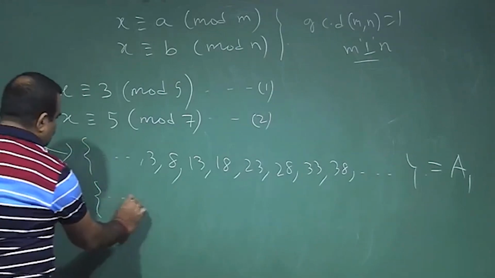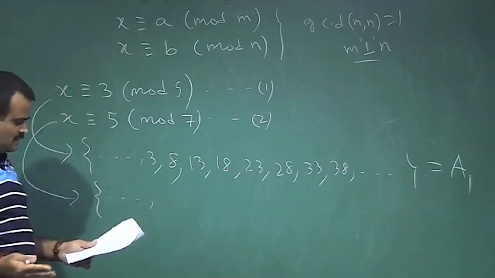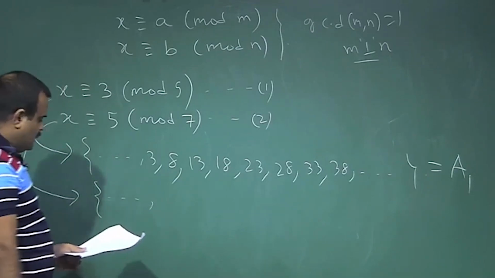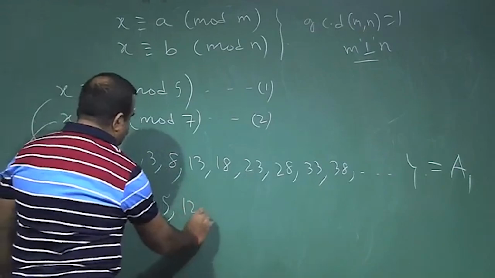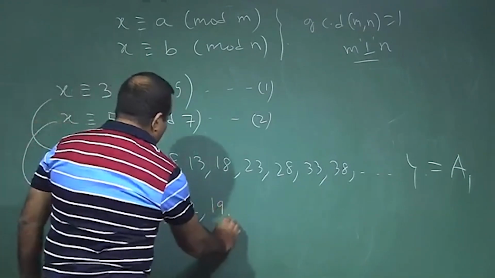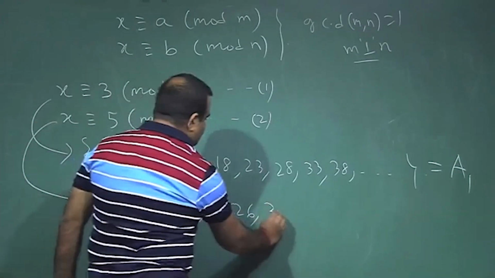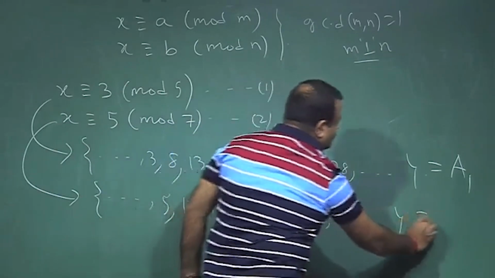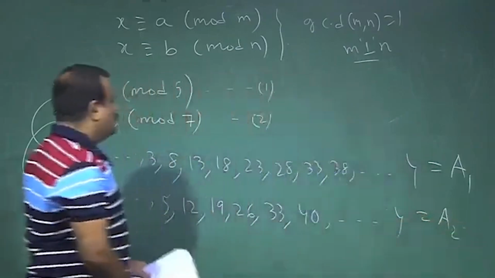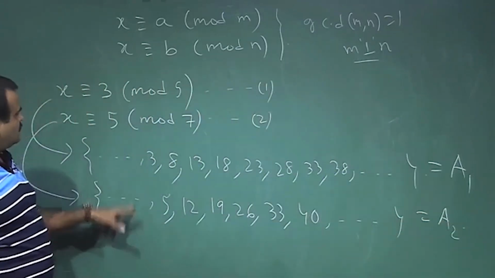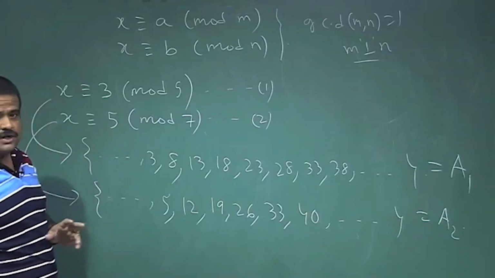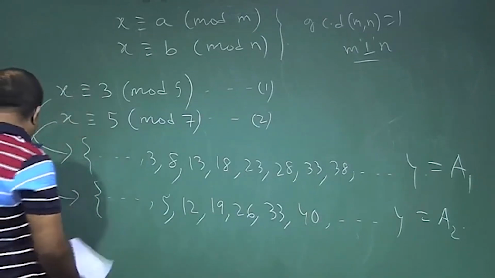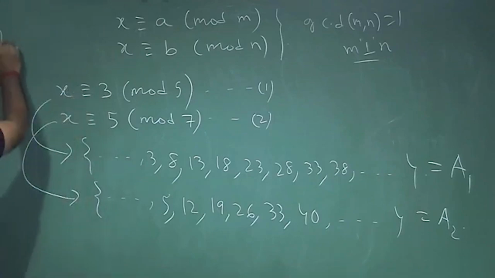So those are basically all the integers which, if we divide by 7, give us 5. So 5, 12, 19, 26, 33, 40, like this, A2. So A2 is the set where all the values satisfy equation 2. Now we want the solution which satisfies both the equations. So that is basically the intersection, A1 intersection A2. So this one is the x which satisfies both the equations.